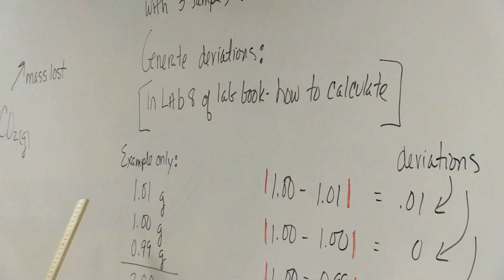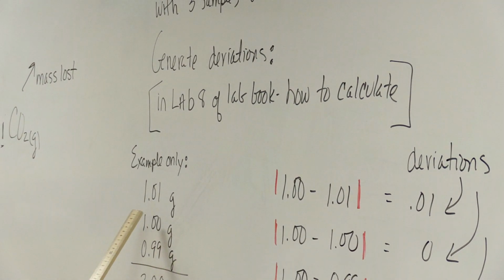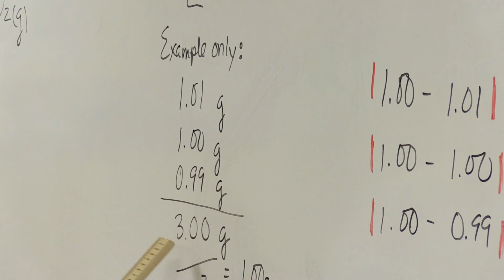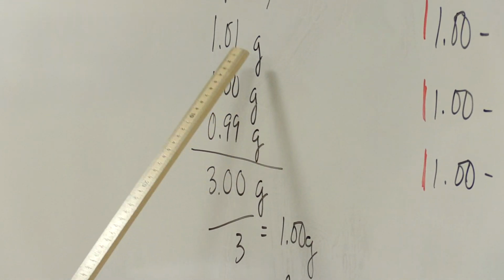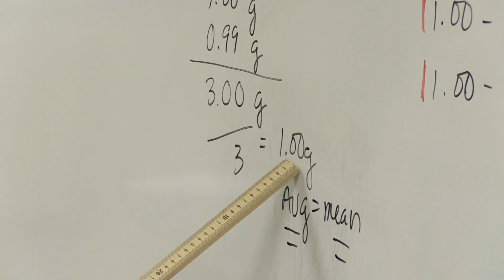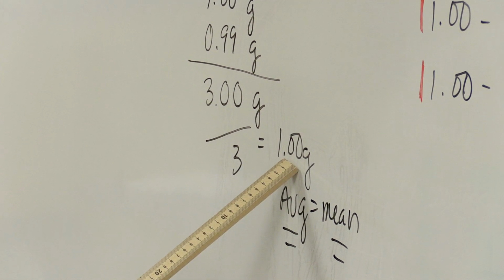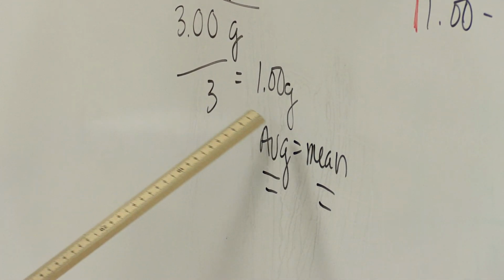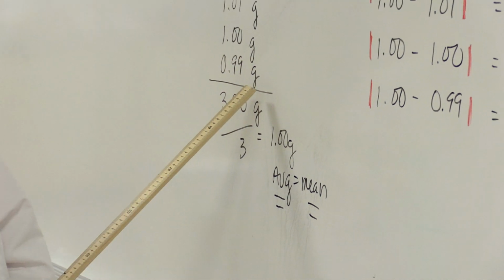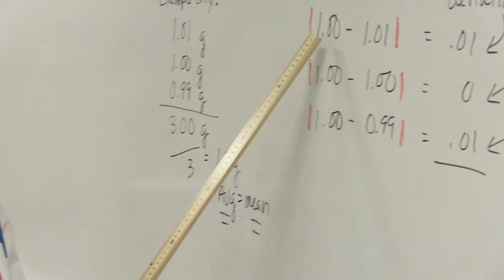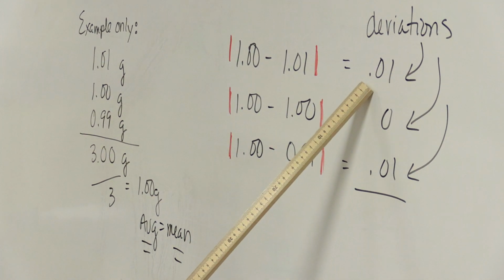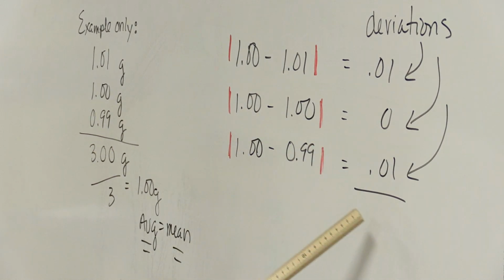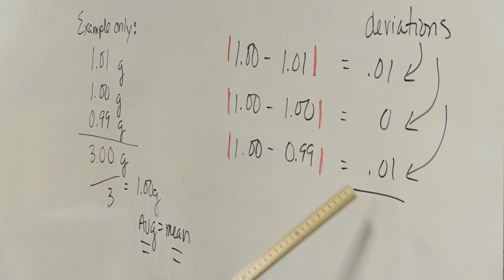So let's just say I had these 3 samples and I had these 3 weights, 1.01 grams, 1.00 grams, 0.99 grams. I add it up, I get 3 grams, I divide by my 3 samples, I get an average of 1.00 grams. In statistics, the average is the mean. Then I take my mean and subtract each one of my samples from the mean. It's an absolute value, so they're positive. This is my first one, my second one, my third one, and these are my deviations from the mean.